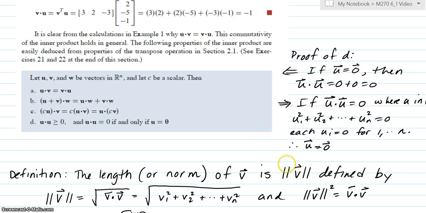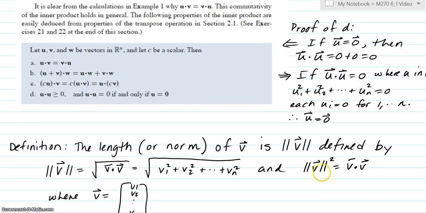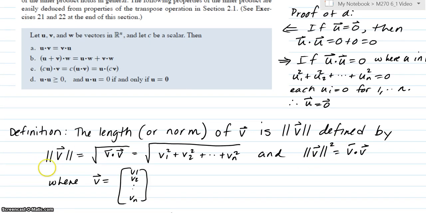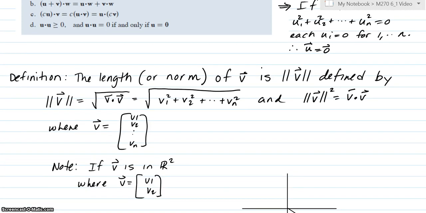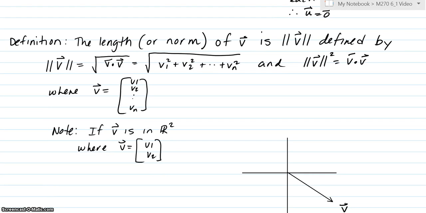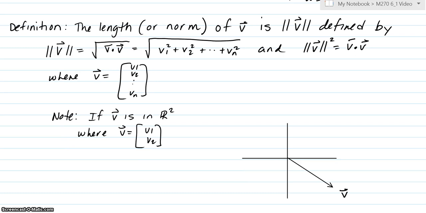It's denoted with 2 straight lines, and it's defined by the square root of the dot product. So it's going to be the square root of v1 squared plus v2 squared, the dot product of v dot v, that is. And the norm squared is just v dot v. That's another way of looking at it. Here v, by the way, is any vector in Rn. Note if v is in R2, that is just our distance. That is our length. So let's look at that.